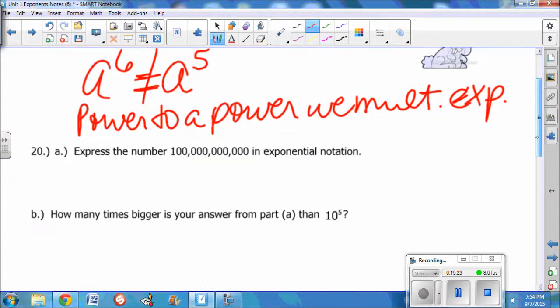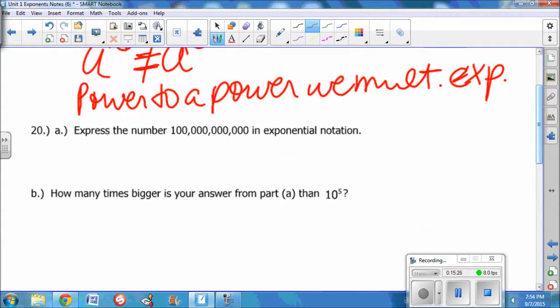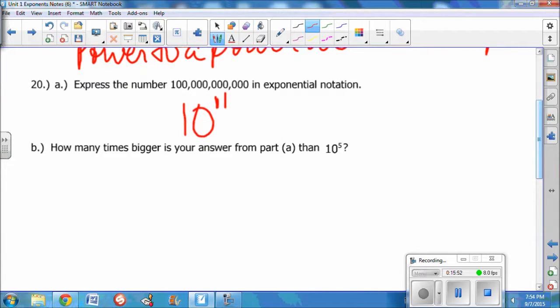Okay. And last one, express the number, big number, okay, in exponential notation. So it's 10 to what power? How do we decide what power? Count up all those zeros. So we should end up with 11 zeros, 10 to the 11th. Okay? And then it says, how many times bigger is your answer from part A than 10 to the 5th? So we have 10 to the 11th and 10 to the 5th. It's 10 to the 6th bigger. How did we get that? Okay, 6 and 5, 6 plus 5, multiplying, adds up to 11.